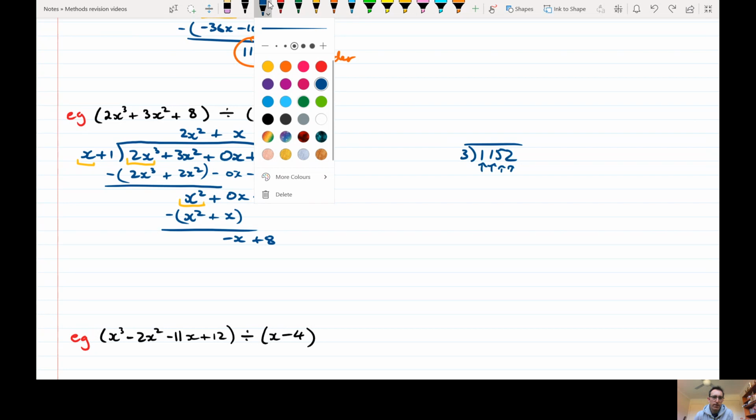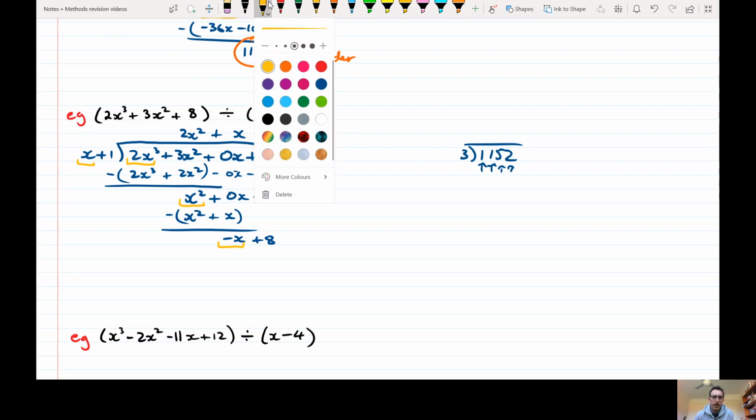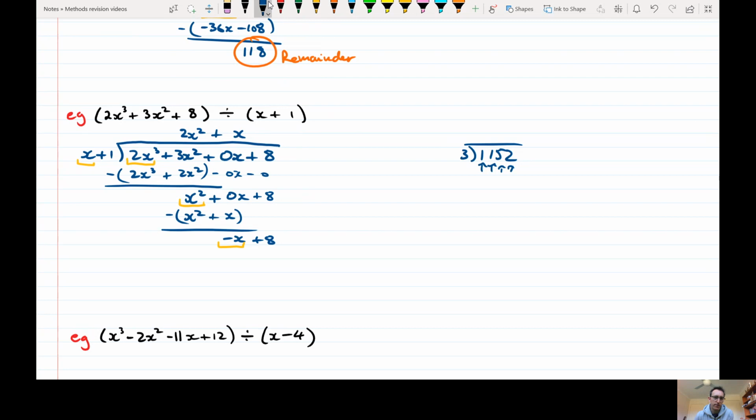Now, the highest remaining power is this negative x here. And we know it's going to be our last step because the x and the x here match. So that's going to give me no x's at all in the result. I'm going to multiply down. And that gives you 9. Again, I can then write this out as the quotient 2x squared plus x minus 1 plus the remainder of 9 over the divisor x plus 1, like that.